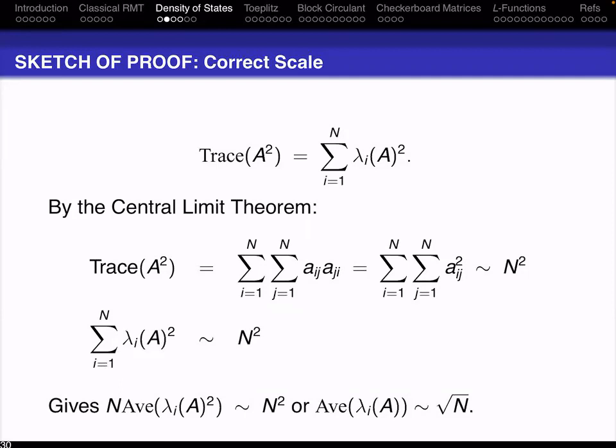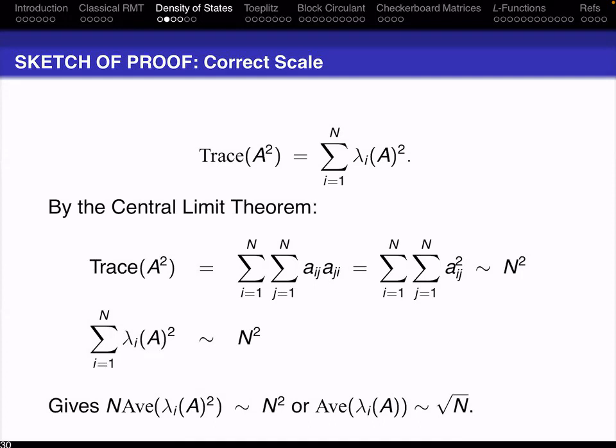What's the expected value of a sum of independent random variables? It's the sum of the expected values. So again, another chance to review what we've been doing. So I would expect that sum to be of size n squared. So I expect that the sum of the squares of the eigenvalues to be of size n squared.